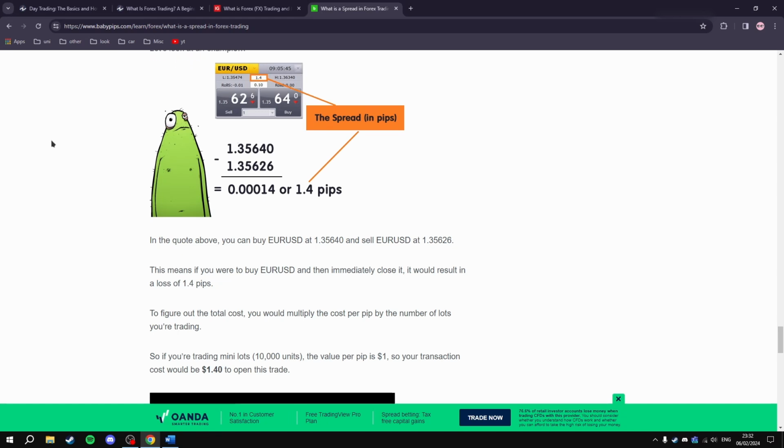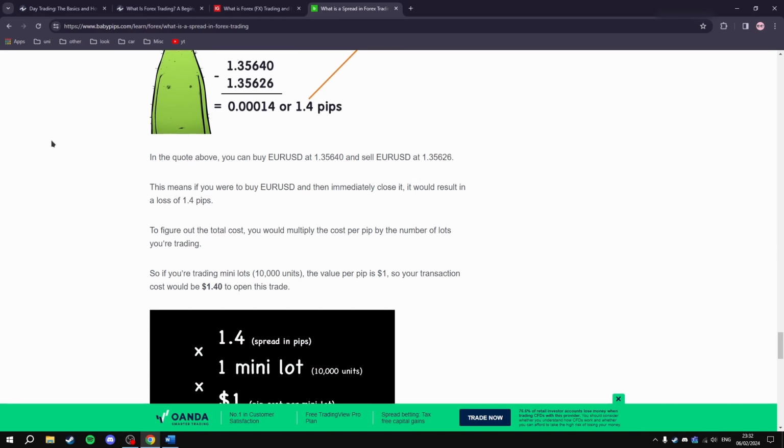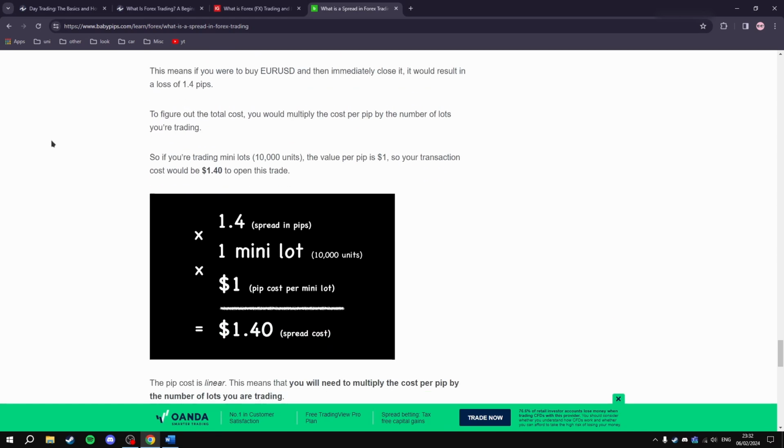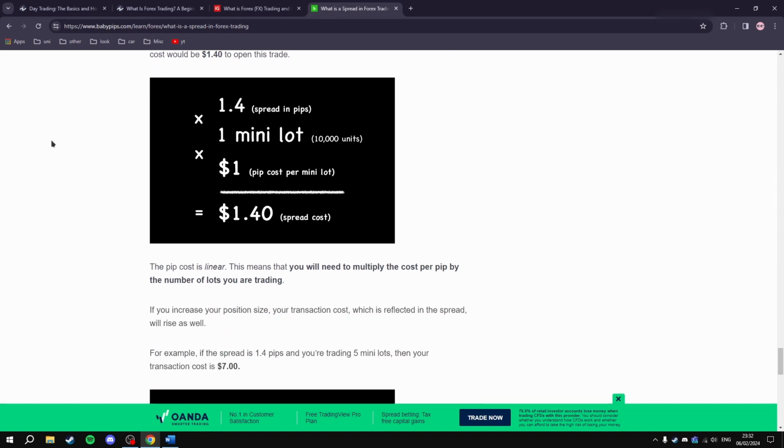To figure out the total cost, you would multiply the cost per pip by the number of lots you're trading. So if you're trading mini lots, like 10,000 units, the value per pip is $1. So your transaction will cost $1.4 to open this trade: 1.4 times 1 mini lot. The pip cost is linear. This means you will need to multiply the cost per pip by the number of lots you're trading. If you increase your position size, your transaction cost, which is reflected in the spread, will rise as well.